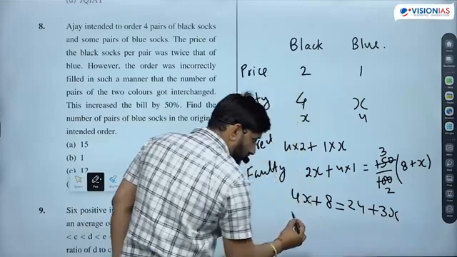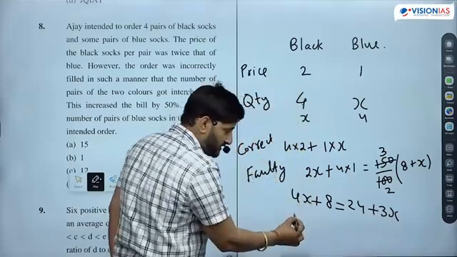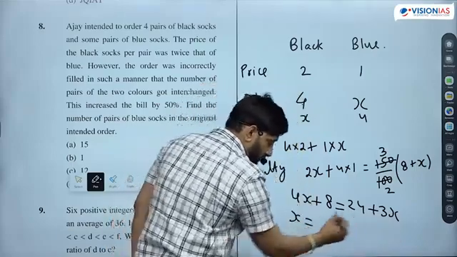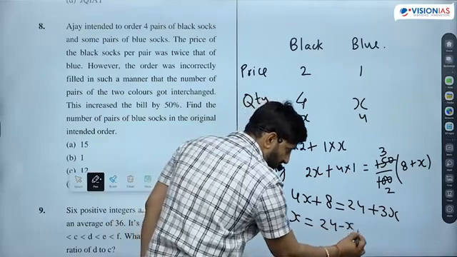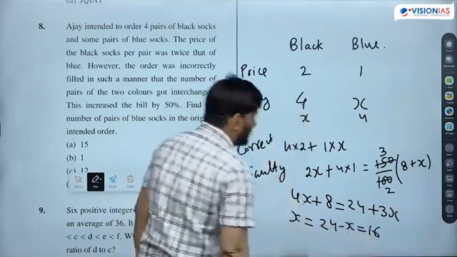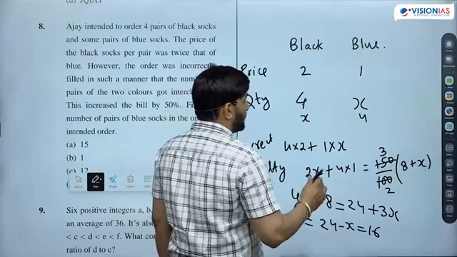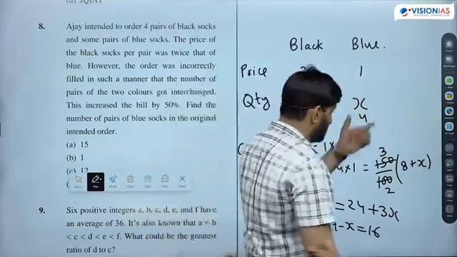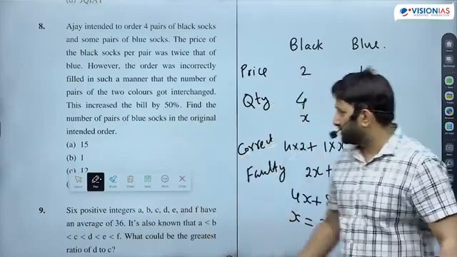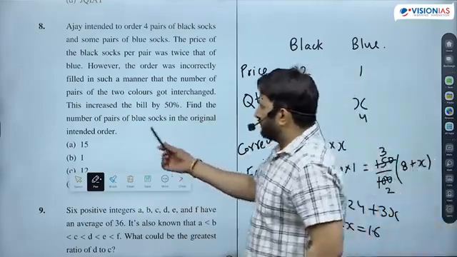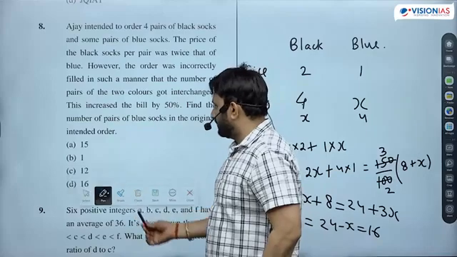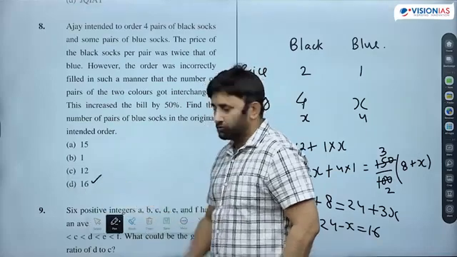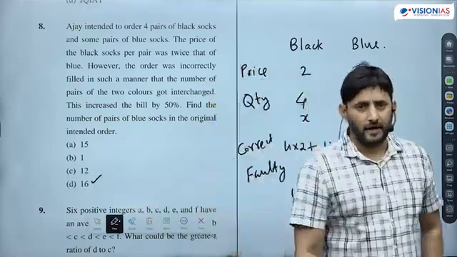Now 3X will come here. It will become 4X minus 3X, X. 8 will go there. That will be 24 minus 8, 16. X is equal to 16. So originally 16 pairs of blue were purchased. That is the question, I guess: find the number of pairs of the blue socks in the original. In the original, blue socks has to be 16. Any confusion till here?